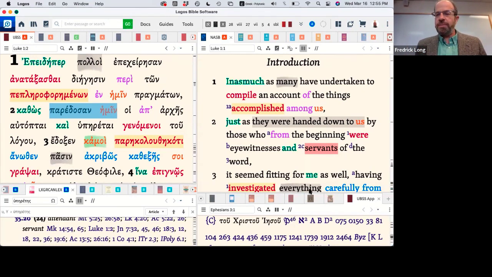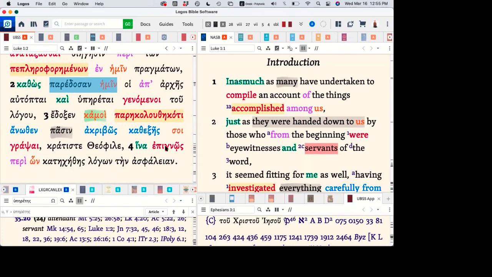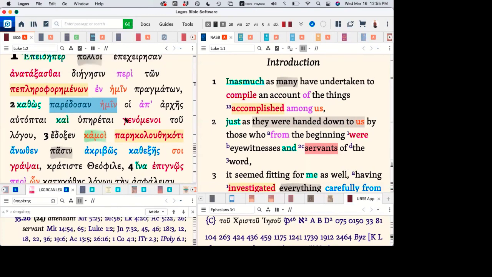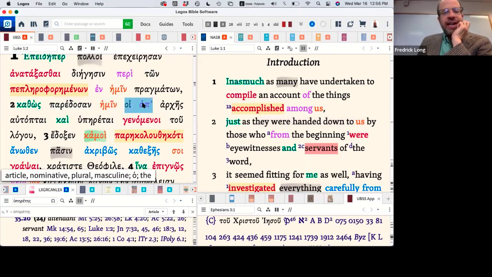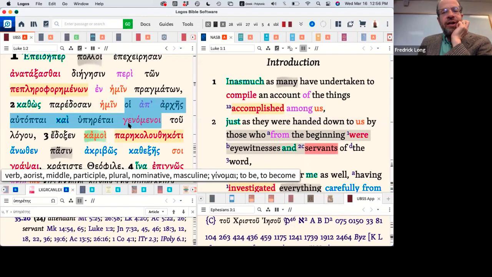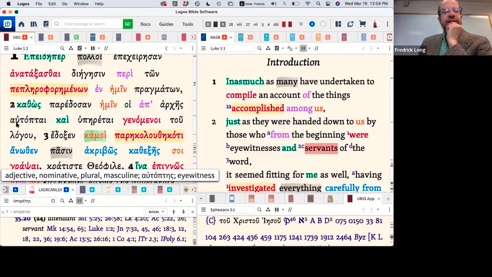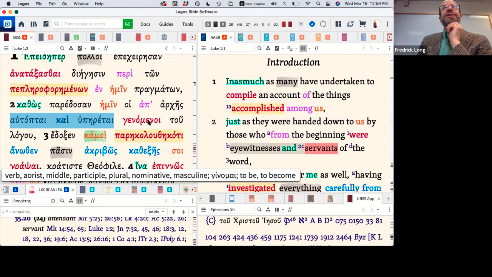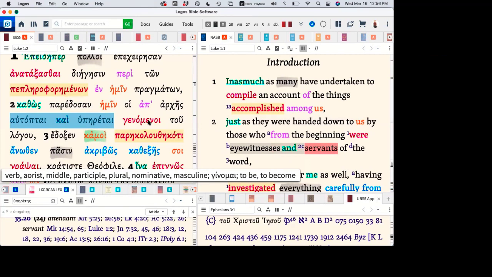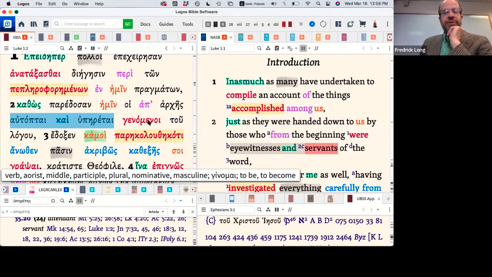Any other questions? Is the article hoi connected to both of the nouns? It's technically, I think, going with the genomenoi. Oh, okay, I got you. Make that substantival, and then these are the predicate nominatives of the substantival participle. Okay, I got you. Thanks, Dr. Long. Yeah, you're very welcome. That's how I would do it.